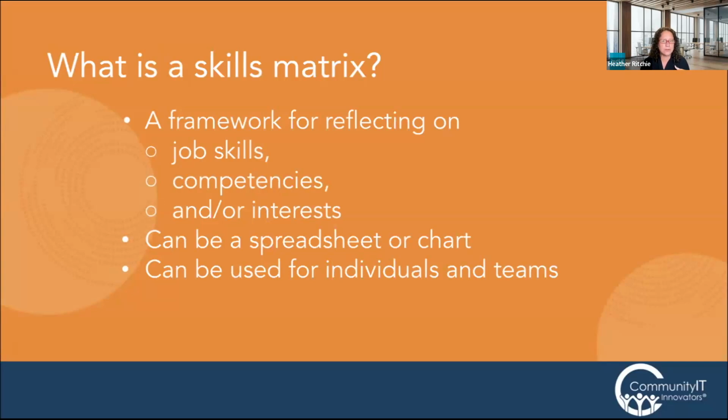So these three areas are what we want to look at to identify where individuals and teams are strong and where they have growth areas, as well as where the team may need additional support to fulfill the organization's needs. The way this is laid out, it could be in a spreadsheet or a chart, and we're going to show a little bit about data visualization with it.